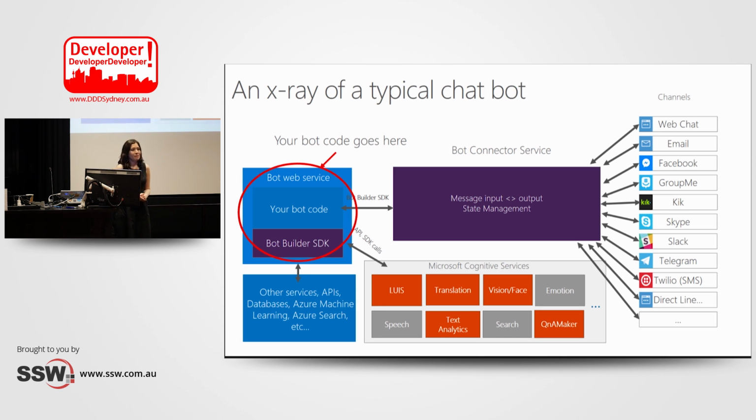When a user sends a message to the chatbot, first it goes to the bot connector, and the bot connector binds that model to an activity object and sends it to the web service. And when you want to respond back, it's exactly the same. The message goes to the bot connector, and the bot connector sends it to the channel.